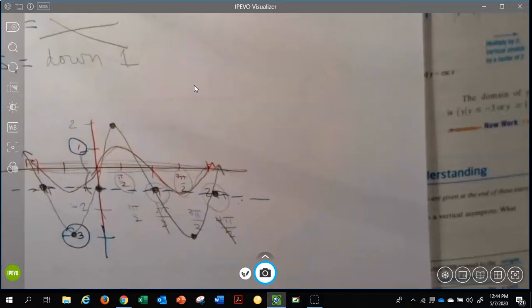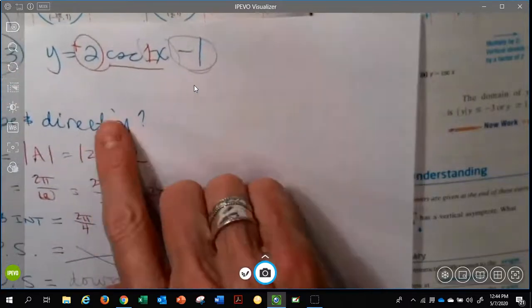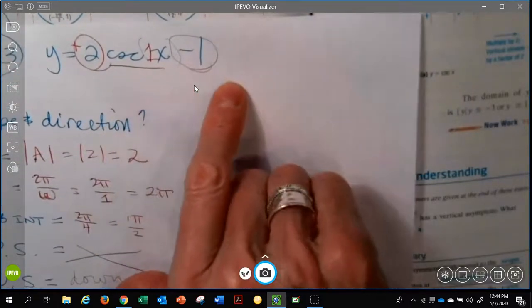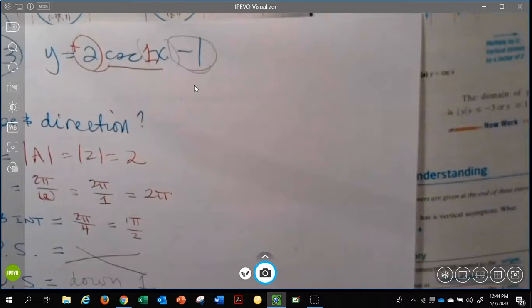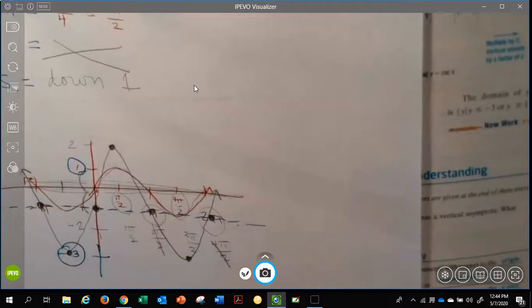So now we're going to finally get to graph where we started. We want to graph 2 cosecant x minus 1. And then we're going to have to do our 5 key points, and we're going to have to make sure we go 2 complete cycles, and that will get us full credit on the test.